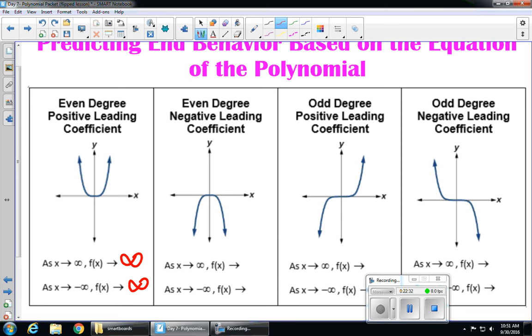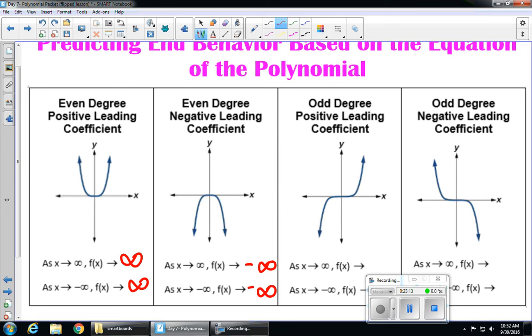Next is even degree, negative leading coefficient. So it's going to be facing down. Whenever we have an even degree, they both face in the same direction, and because it's negative, they're pointing down. So if I'm going to the right, as x approaches infinity, where is the graph going? Our graph is going down, so that means that it is approaching negative infinity. As x approaches negative infinity, which means I'm going to the left, the further and further left I go, where is my graph going? My arrow is still pointing down, so I am approaching negative infinity.